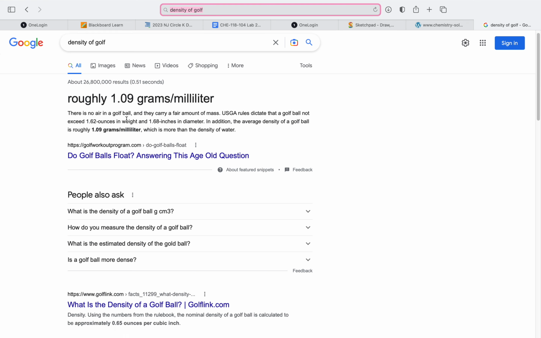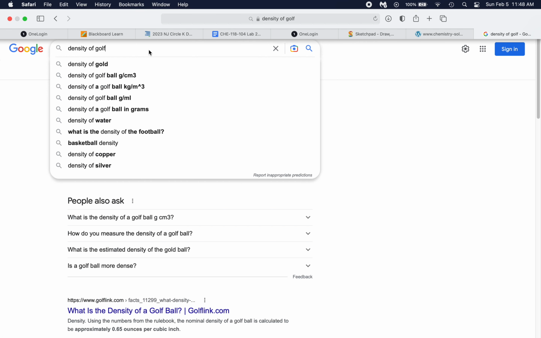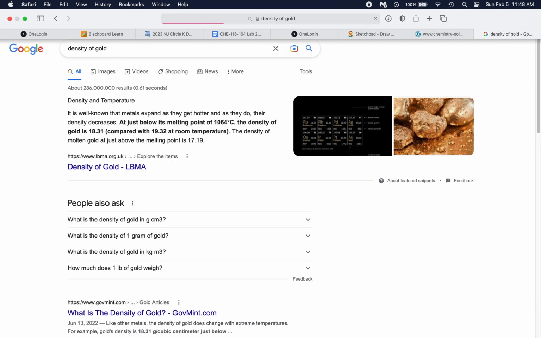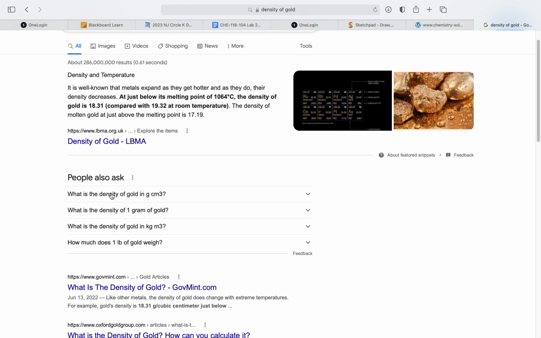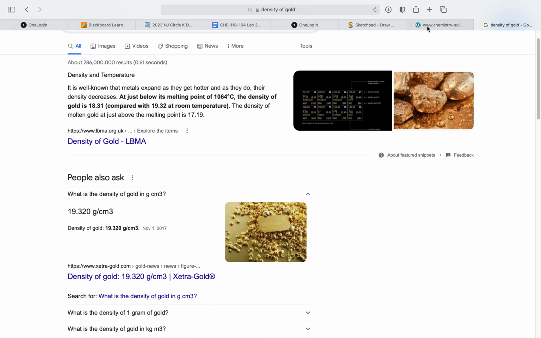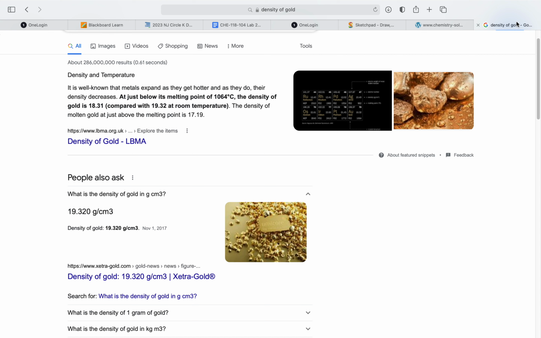Of golf. That's embarrassing. Grams per milliliter, 1.09. Really? Wait, I think I looked up golf ball. Okay, I was like, there's no way. Okay, density, 19.32.